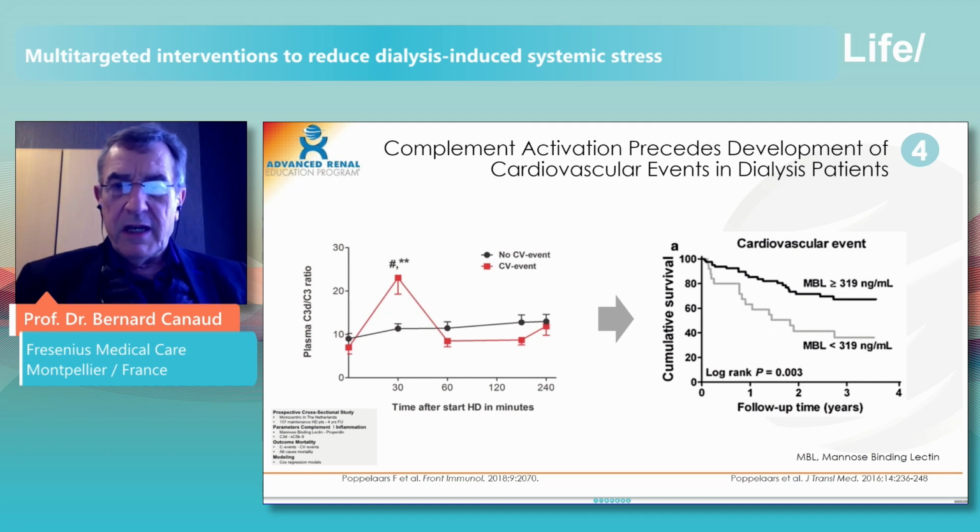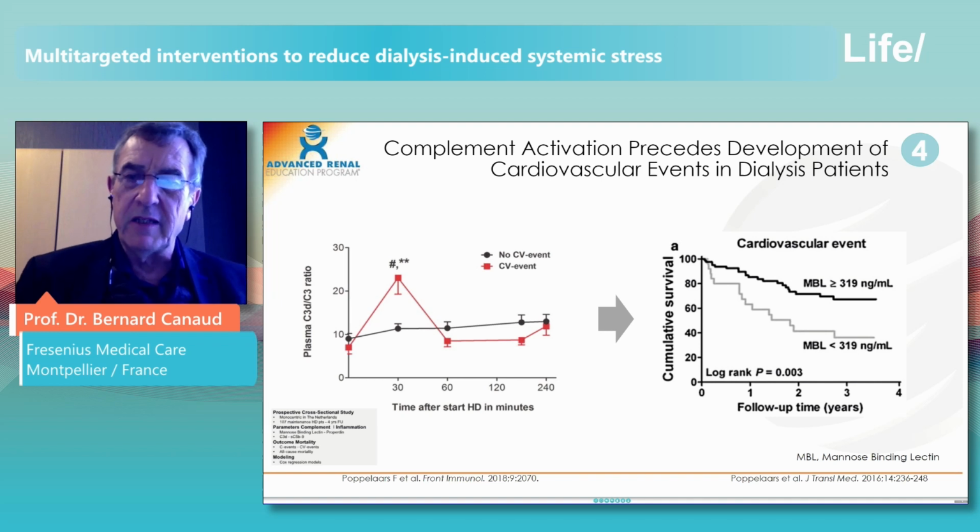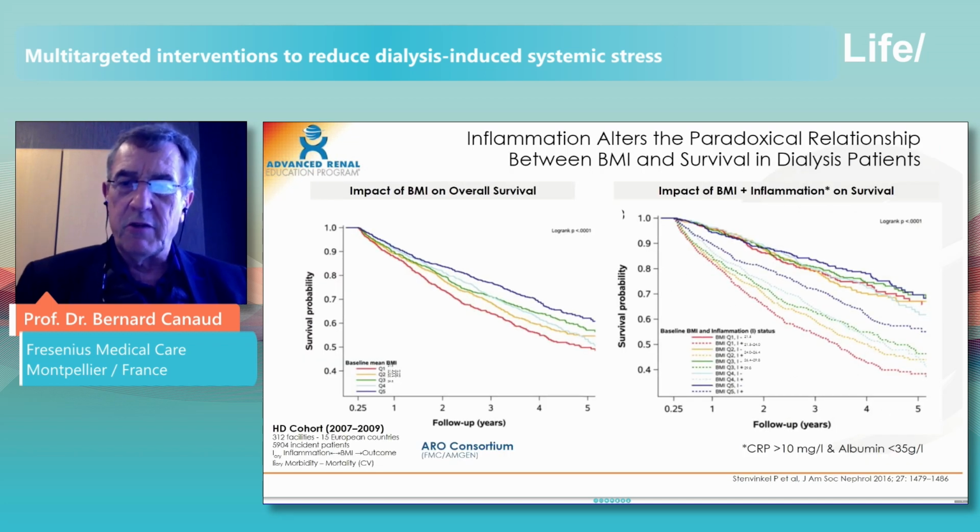The last point is complement activation, and it was shown by Poppelaars that the activation of the complement in some subgroups of patients is associated with predictive cardiovascular mortality. And over the long term, if you are using the mannose-binding lectin, which is a way of clearing this C3, C5a, the higher you get the mannose binding, meaning low complement activation, the more you are protected against cardiovascular events. So there is still some remaining toxicity of the complement activation.